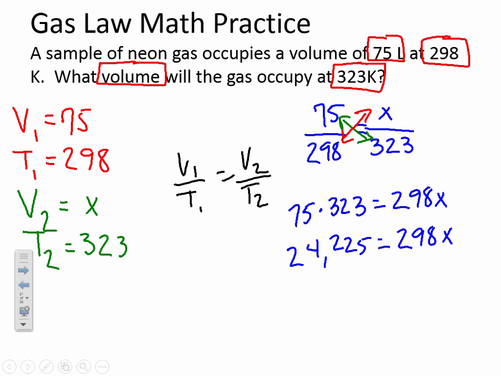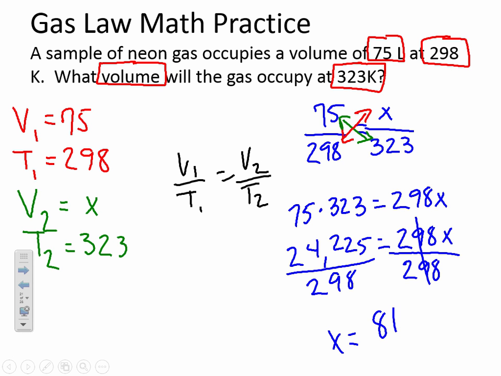Last step is to do some algebra. We're going to divide both sides by 298. 298 cancels, and x is equal to 24,225 divided by 298, which when you do that, you end up getting 81. And what is our unit for volume? In this example, it was liters. So x equals 81 liters.